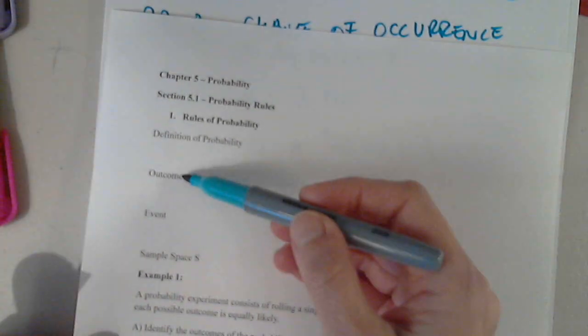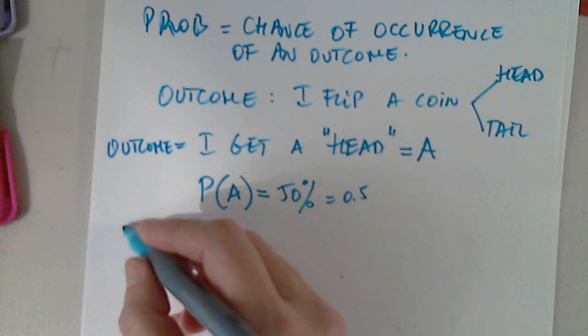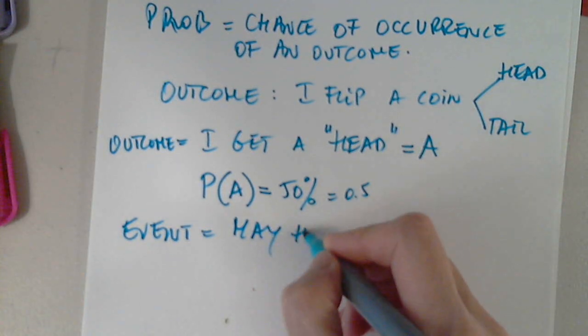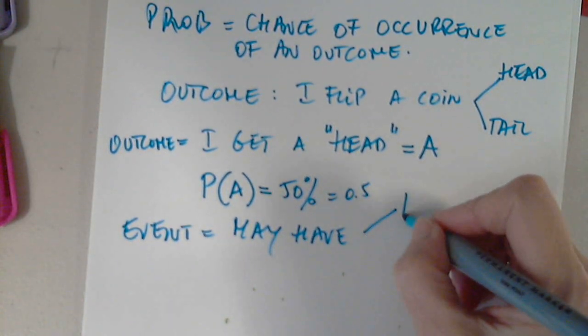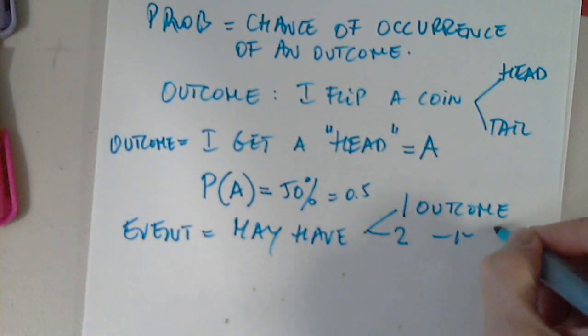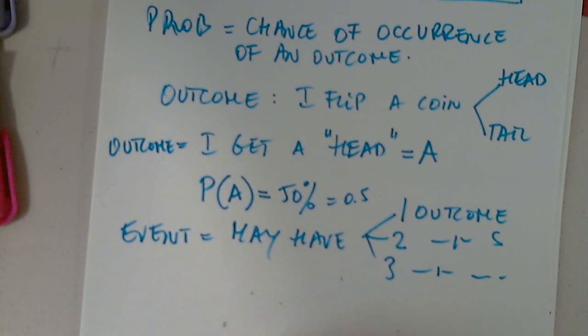Now, what is the difference between outcome and event? An event may have one outcome, two outcomes, three outcomes, and so on and so forth.